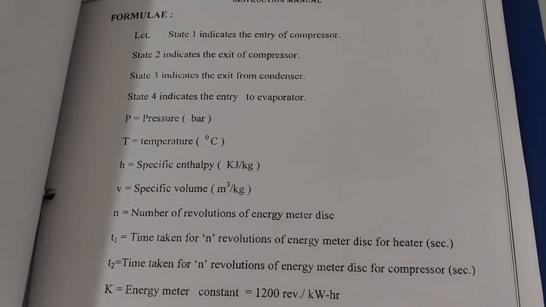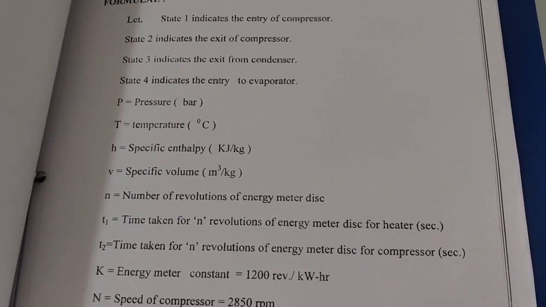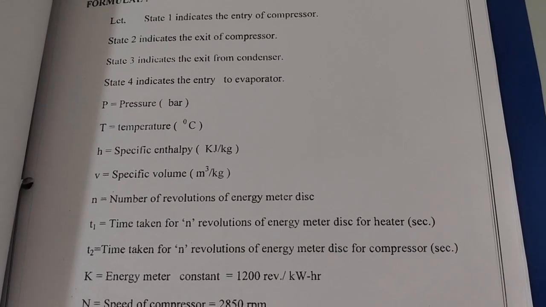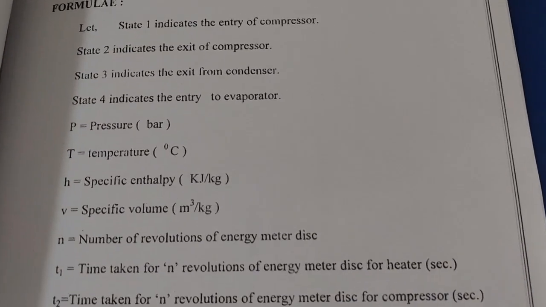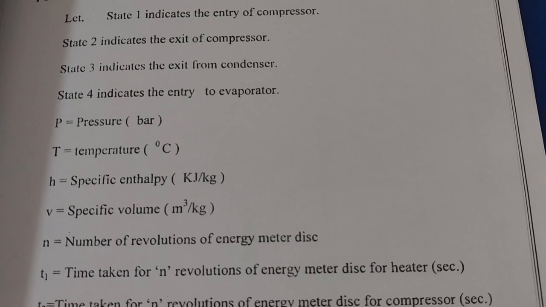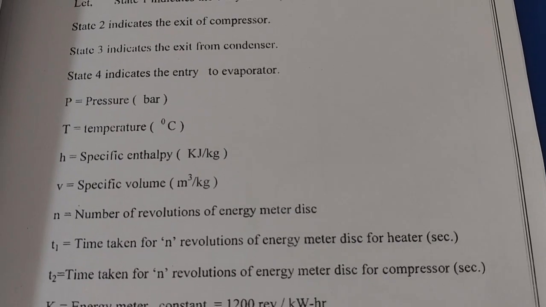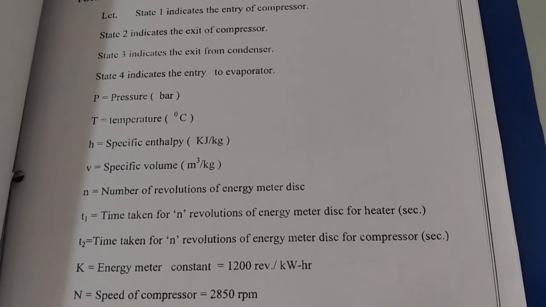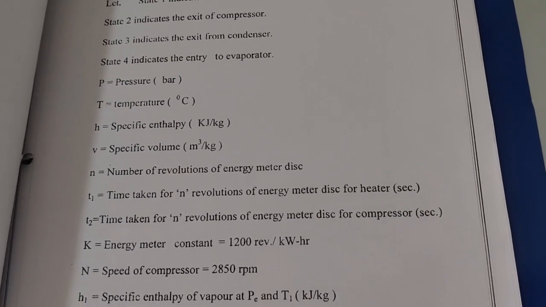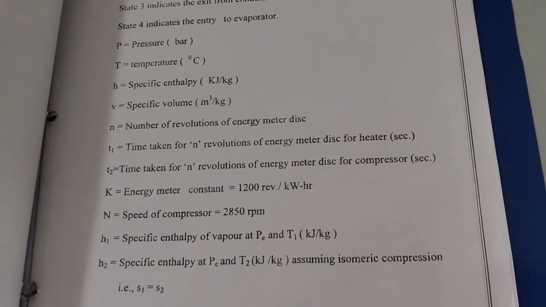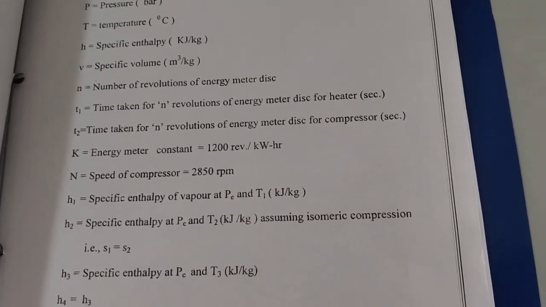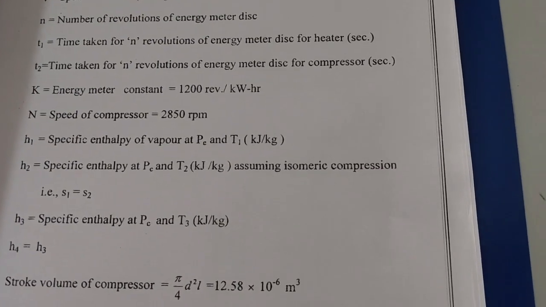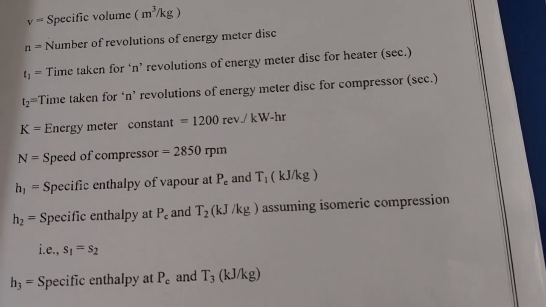State 1 indicates the entry of the compressor. State 2 means exit of the compressor. State 3 indicates the exit from the condenser. State 4 indicates the entry to the evaporator. So 1, 2, 3, 4 are the descriptions for P1 to P4 and T1 to T4. P means pressure, T means temperature, H means enthalpy, small v is the specific volume. N means the number of revolutions of the energy meter disc. T1 and T2 are the times taken for N revolutions of the energy meter disc, T1 for the heater and T2 for the compressor.